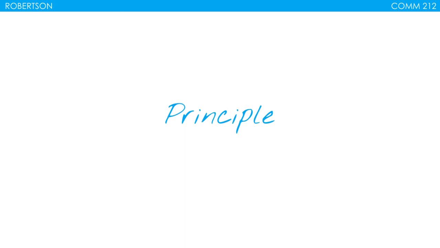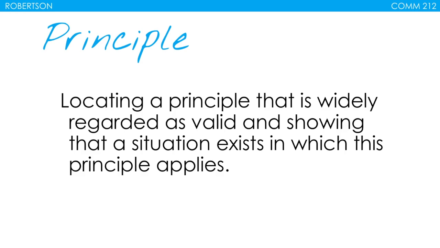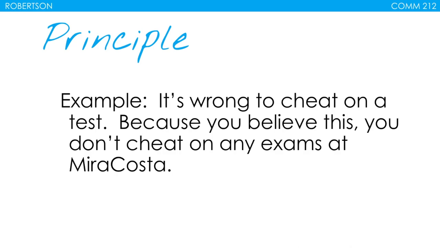Last is our argument from principle. The argument from principle says that we're locating a principle that's widely regarded as valid and showing that a situation exists in which this principle applies. Okay, so here's an example. It's wrong to cheat on a test, and because you believe this, you don't cheat on any exams at MiraCosta. So you have a principle that ideally the person who's listening to the argument would be agreeing with, and then you have something that falls in line with that principle that you would then be trying to persuade them to believe, act, or do.